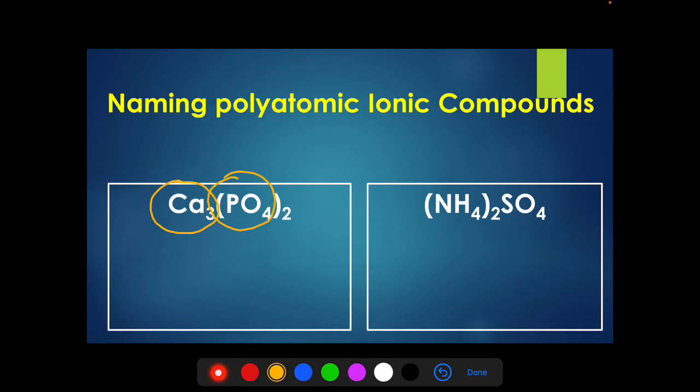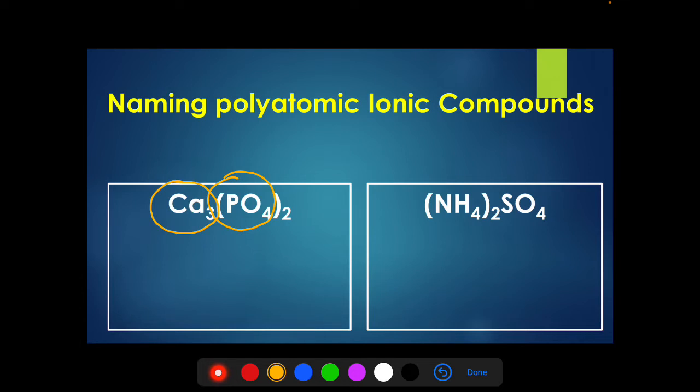Because if you don't recognize the PO4 as one big group, you might be inclined to call it phosphorus oxide, when in fact it's actually called phosphate. It's a group. So it's going to be really important that you get to learn those polyatomic ions pretty well. So again, we have our first part and our second part.